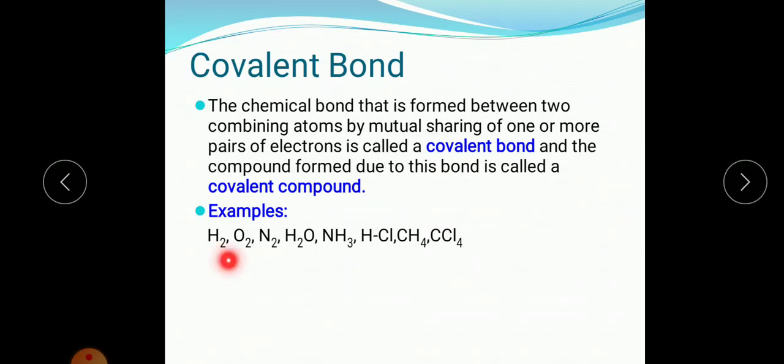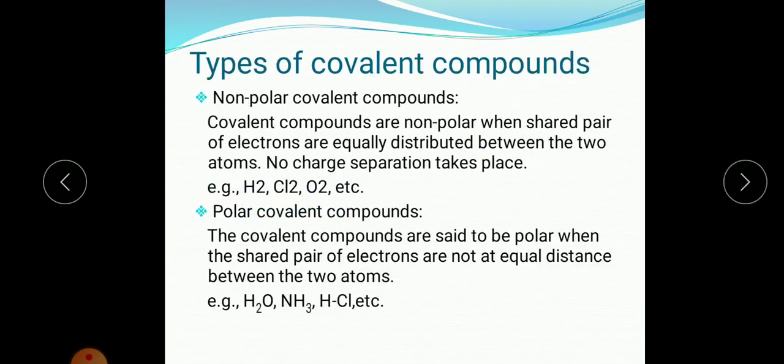Examples: hydrogen, oxygen, nitrogen, water molecule, ammonia, hydrogen chloride (HCl), CH4, CCl4. All these are examples of covalent compounds. We have two kinds of covalent compounds based on their nature: one is non-polar covalent compounds and the other is polar covalent compounds. Now let us first try to understand what is non-polar.